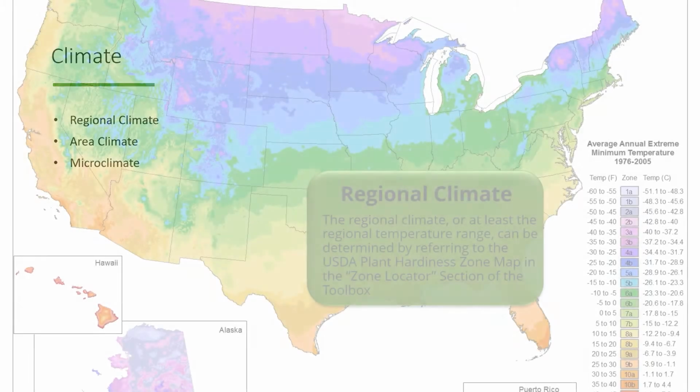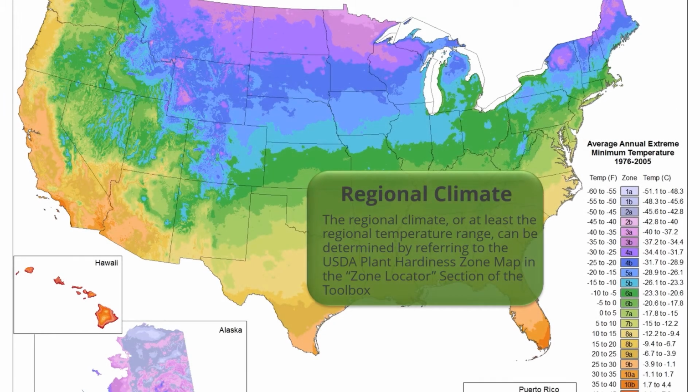Regional climate. The regional climate, or at least the regional temperature range, can be determined by referring to the USDA Plant Hardiness Zone Map in the Toolbox area of the Garden Tutor site. Zones are based on average monthly minimum temperatures, so just know what zone your site is in and choose plants that grow in your zone, especially if you order plants by mail. If you purchase plants from local nurseries, chances are good they will grow in your zone, although there are exceptions.